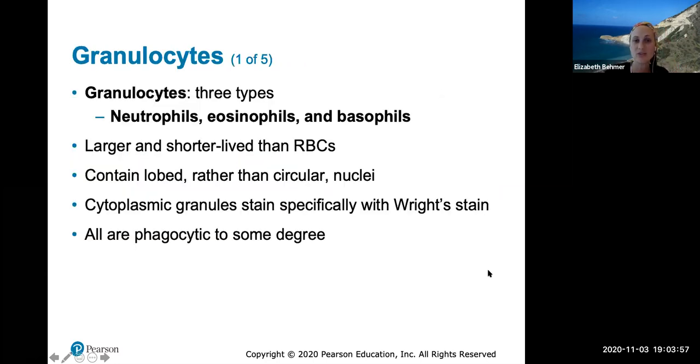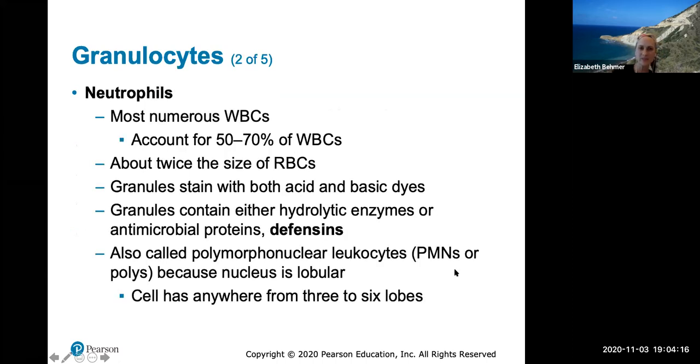So granulocytes, there are 3 types of them listed here. They will be larger and shorter lived than a red blood cell. They usually have a lobed or multi-lobed nucleus, so just different lobes pieced together. They are all phagocytic to some degree, meaning they'll engulf material to degrade it with their lysosomes. Neutrophils are the most numerous. They're about twice the size of a red blood cell. Their nucleus can have anywhere from 3 to 6 lobes. So neutrophils: most numerous, multi-lobed.